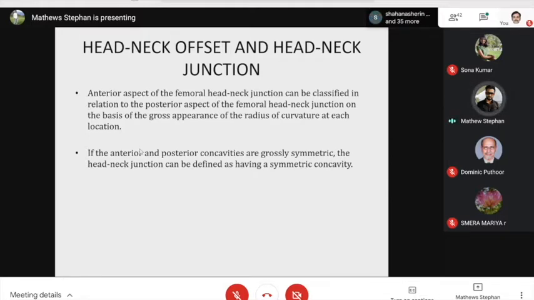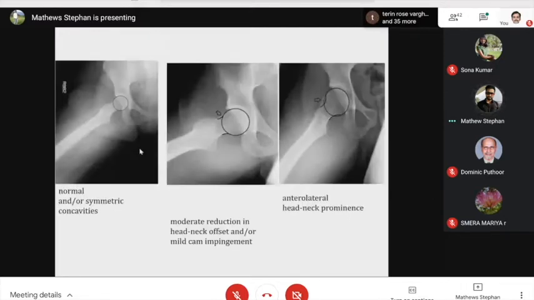If the anterior and the posterior concavities are grossly symmetric, the head-neck junction can be defined as having a symmetric concavity. So, here this is the Mose template, and normal or symmetric concavity is shown in figure 1. In figure 2 we can see anteriorly there is a moderate reduction in the head-neck offset, or a mild cam impingement can be seen here. And in the third image, anterolateral head-neck prominence can be seen.